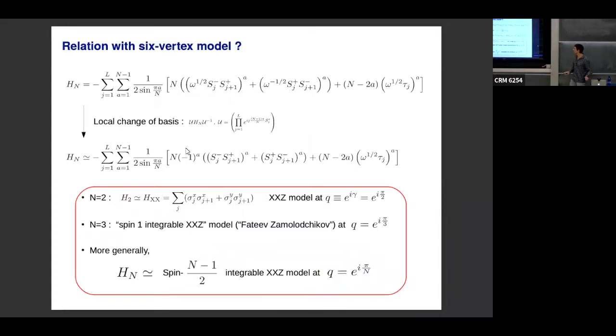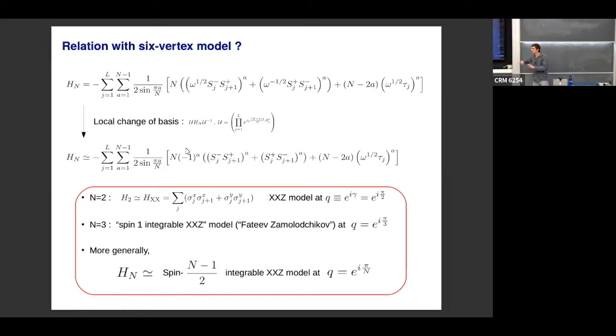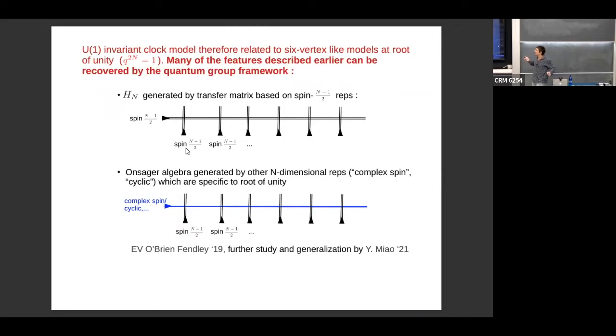And more generally, we claim, not rigorously proven but with a lot of converging indices, that Hn for generic n is some higher spin integrable XXZ Hamiltonian, again at some specific root of unity value of q. So, in summary, Hn, which we showed commutes with the Onsager algebra, is related to higher spin six-vertex models, which, as I told you before, can be constructed and interpreted with quantum groups. So in principle, we could recover this whole Onsager structure from the quantum group, and indeed many features which I described can be recovered in this fashion.